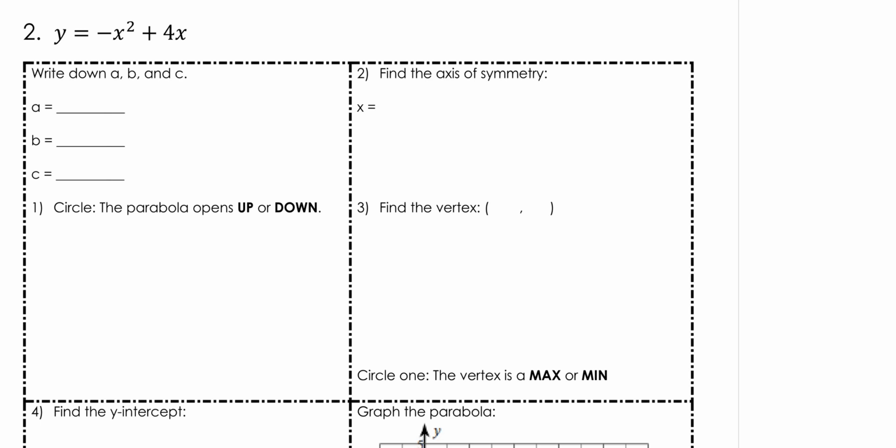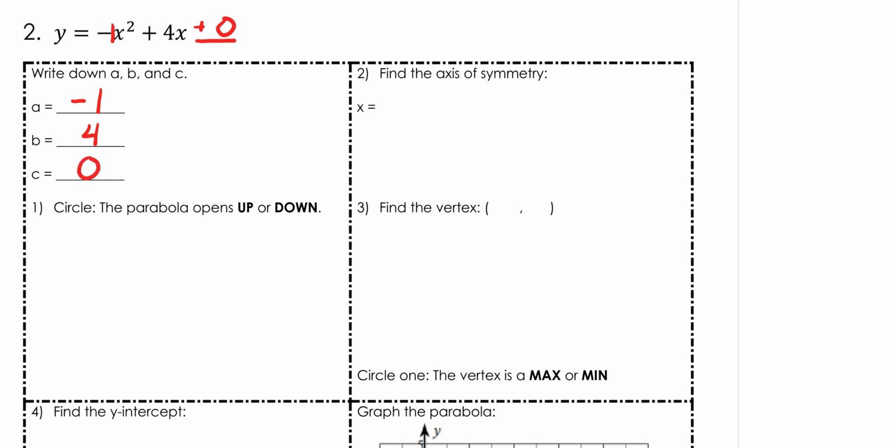Step 1, we're going to write down our a, b, and c. All right, so we have negative 1 for our a value. Remember, there's an invisible 1 right in front of the x squared. B is positive 4, and c, as you notice here, is missing. We don't have a constant, so it's the same thing as saying plus 0.